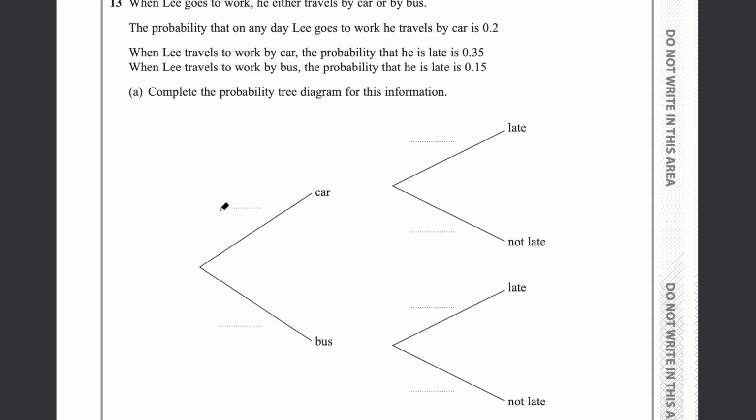Okay, by car, 0.2. That means by bus is 0.8. All of these trees must add up to 1. So when it's by car, the probability of being late is 0.35. That means the probability of not being late is 0.65. By bus, being late is 0.15. So not late will be 0.85.